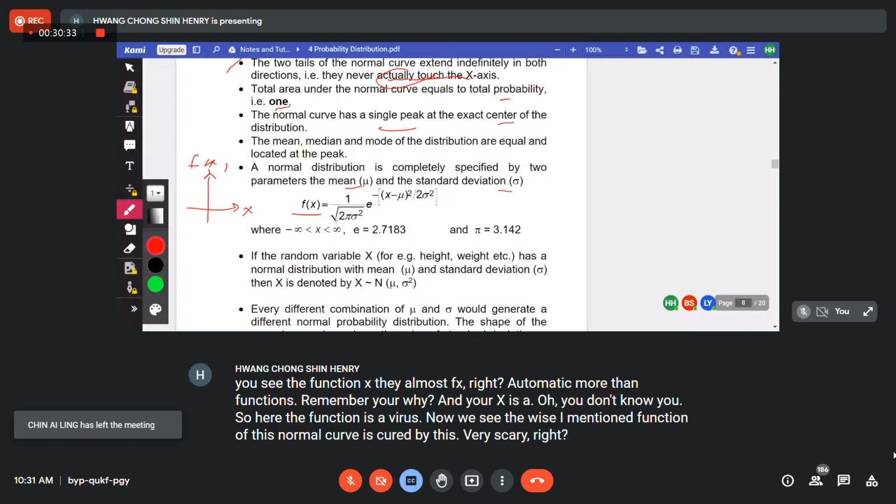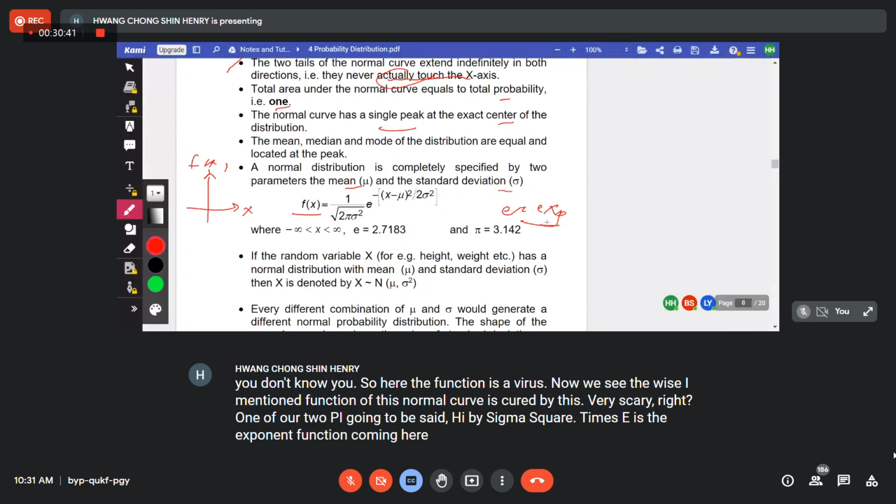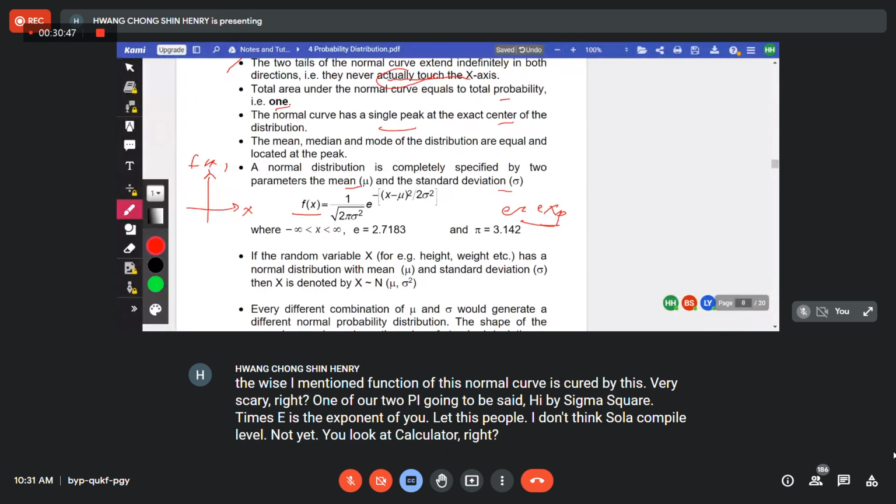1 over square root of 2 pi sigma squared, times e. e is the exponent function. How many of you learned this before? I don't think so. Form 5 level, not yet. You look at a calculator, right? You look at a calculator, there is this button, e power x. You see it on the calculator? I think business faculty students may not learn up to this level.